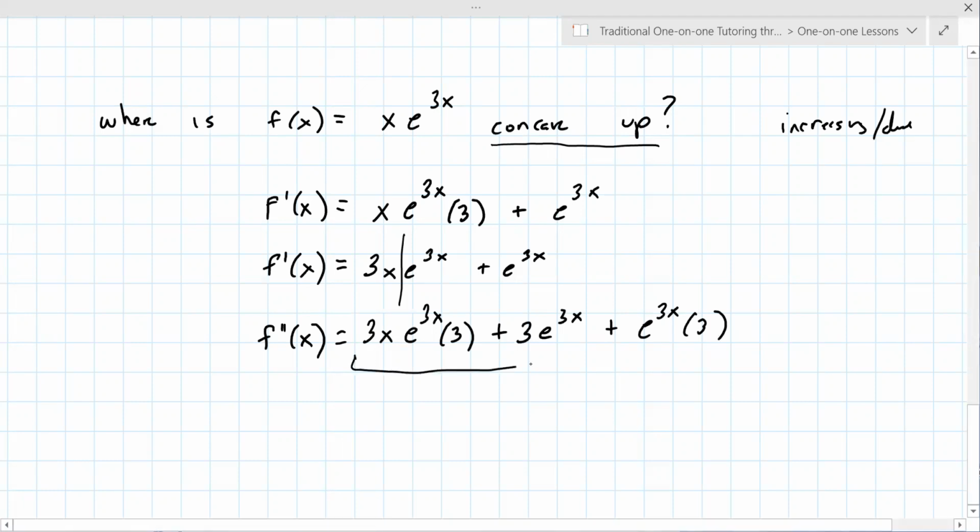Plus now we have to take the derivative of this other term, e to the 3x times 3. These first two terms come from the first term here. The times 3 is because of the chain rule. Yes. Some simplifying here: this is 9x e to the 3x plus 6e to the 3x, because there's a 3 here and a 3 here.